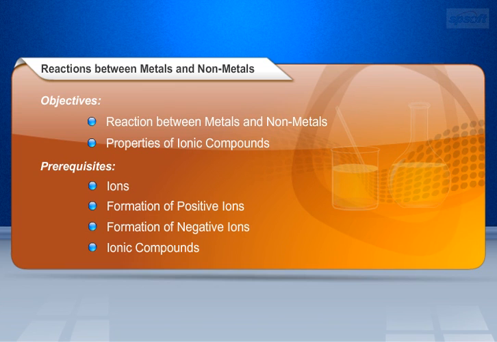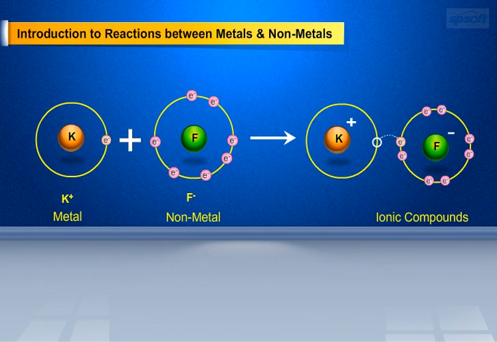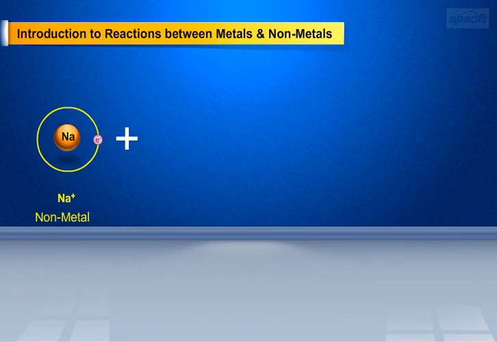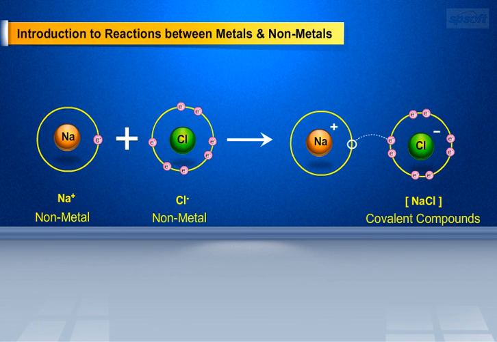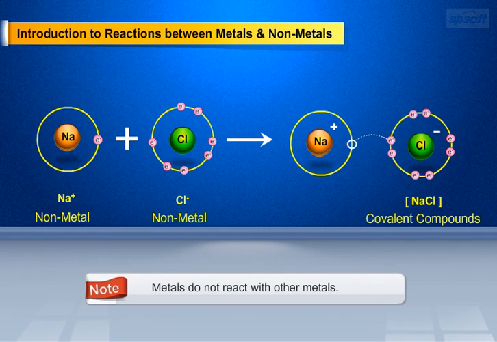Before starting the session, let us recollect about ions, formation of positive ions, formation of negative ions, ionic compounds. When metals react with non-metals, they form ionic compounds, which contain ionic bonds. Metals plus non-metals gives ionic compounds, which contain ionic bonds. Here, non-metals and non-metals react to form covalent compounds, which contain covalent bonds. Non-metals plus non-metals gives covalent compounds, which contain covalent bonds. Here note that metals do not react with other metals.